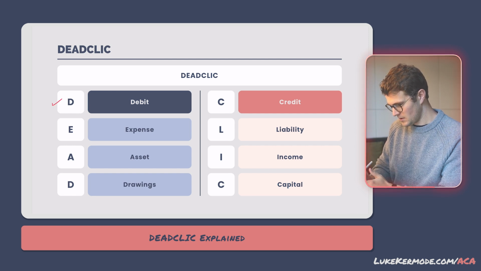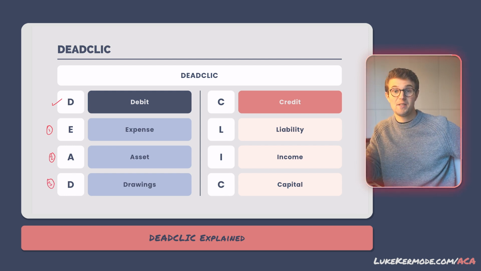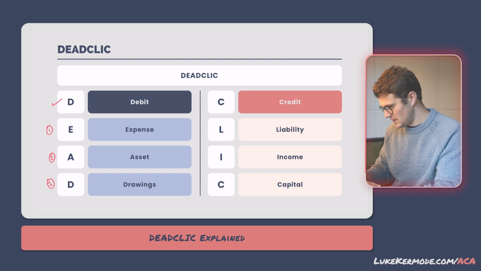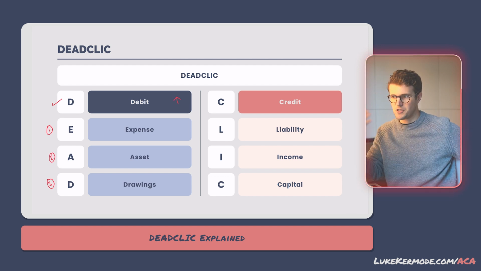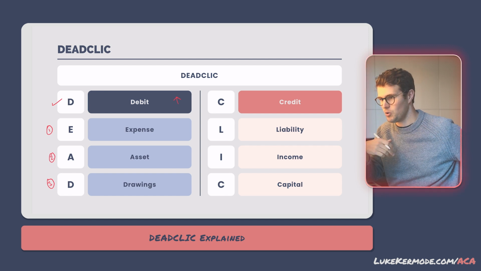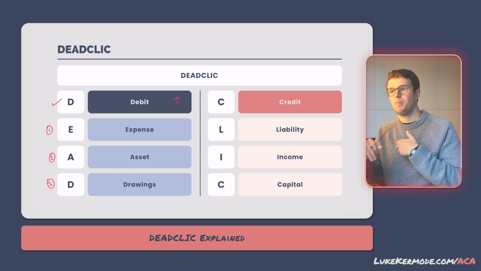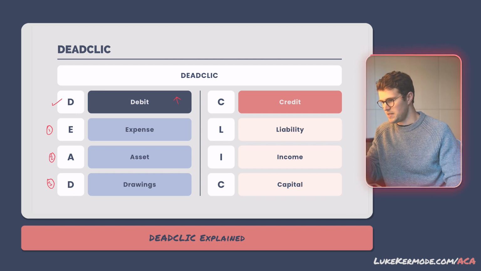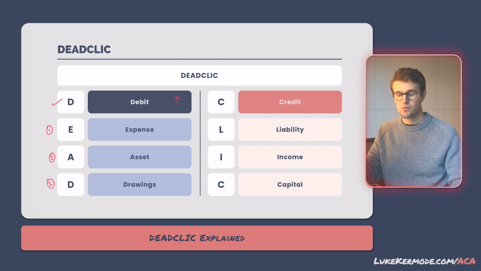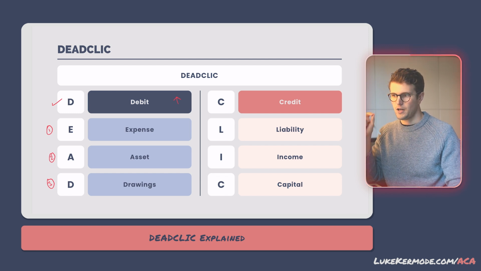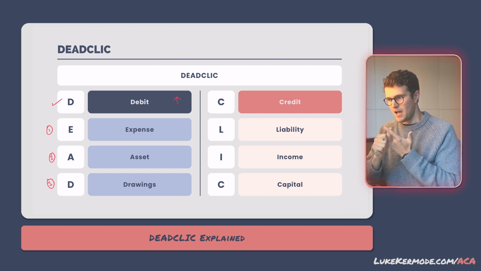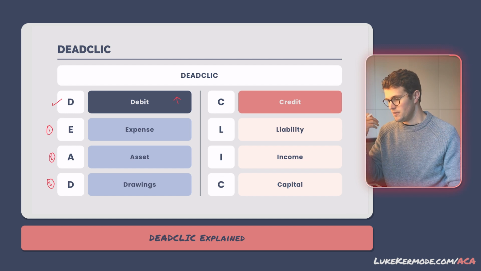debit, expenses, assets, and drawings. These accounts are all debited when they increase in value. So for example, when the business has seen an increase in assets, we debit the assets account in the nominal ledger. If you pay for electricity, buy a delivery van, or the business owner takes money out for personal use, those are all increases to expenses, assets, or drawings. So they go on the debit side.